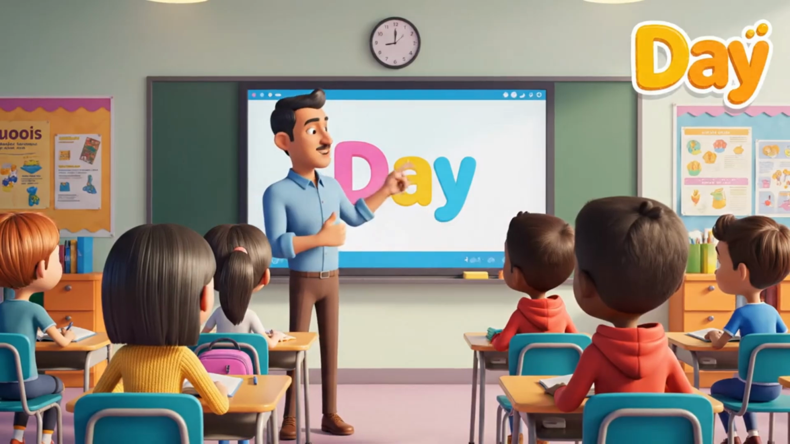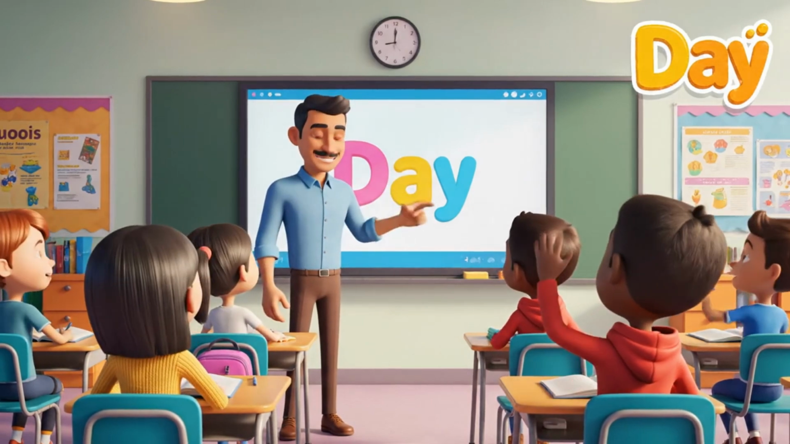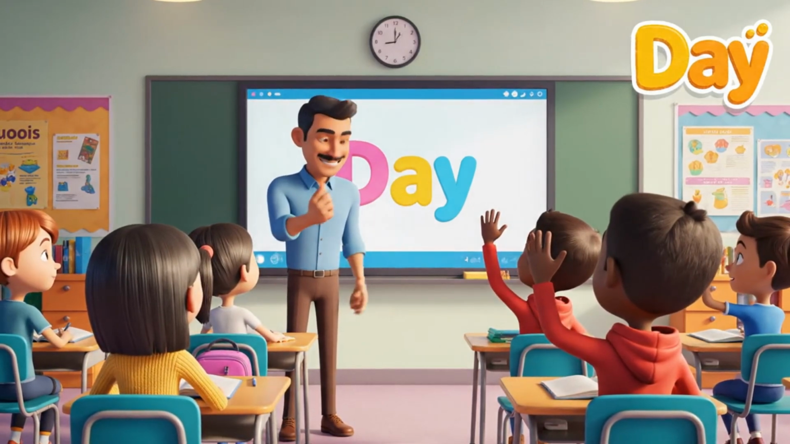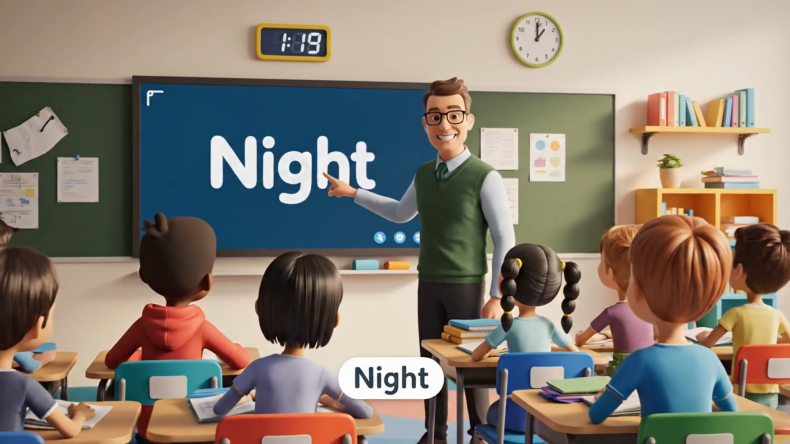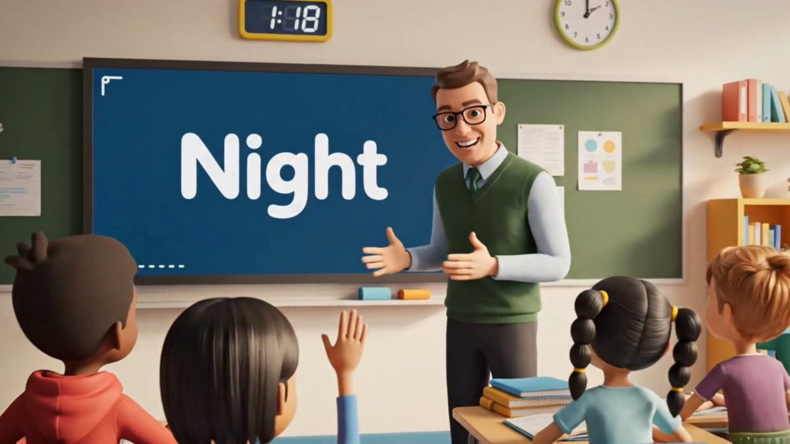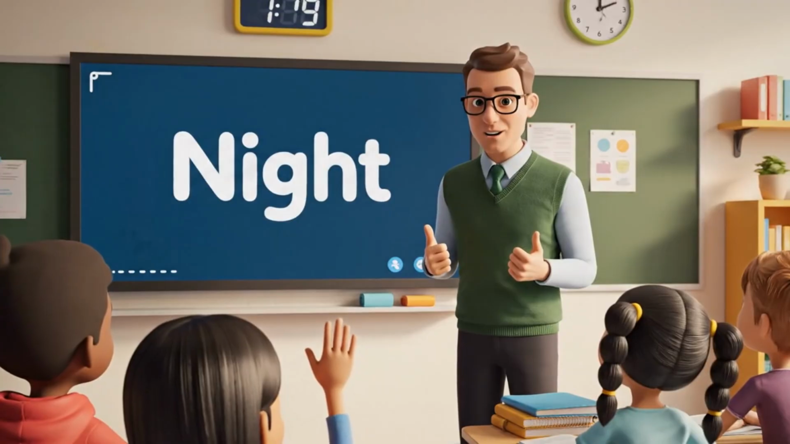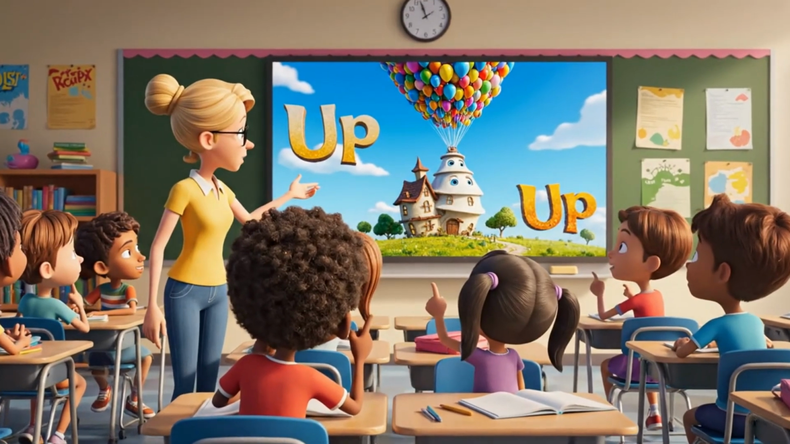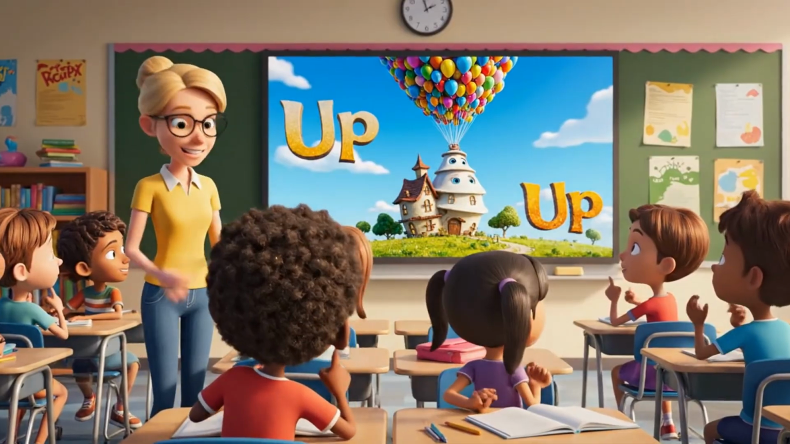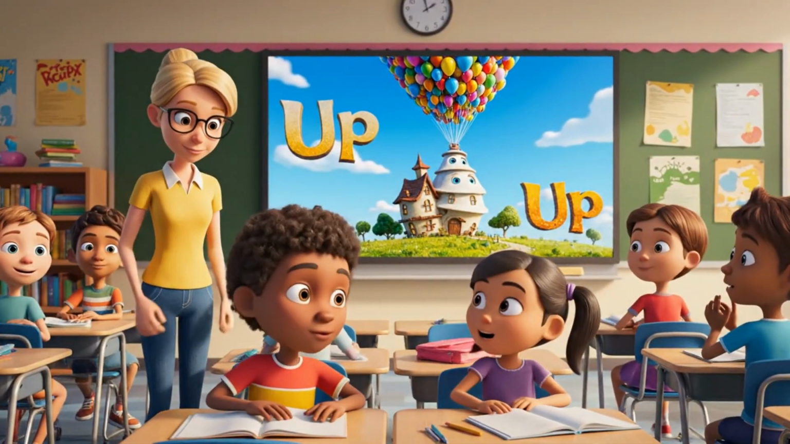All right, class, as you can see on the screen, today's lesson is all about the word day. Can anyone spell it for me? So, as you can see up here, night is when the sun is on the other side of the earth, making our sky dark. Look at all those balloons, kids! Isn't this incredible?